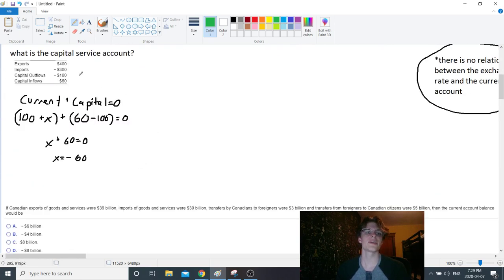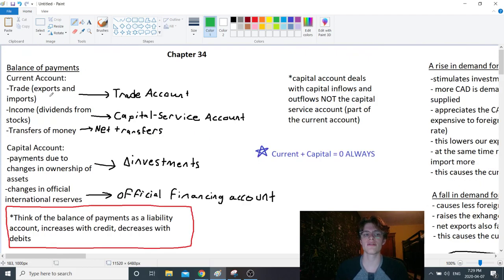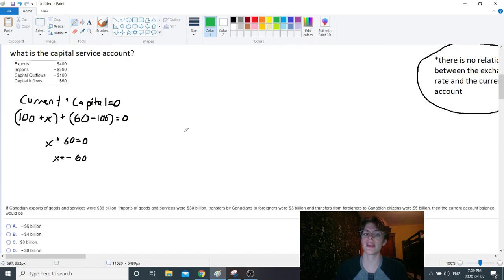So this is another example from the homework of what the capital service account would be. The balance of payments is made up of the current account plus the capital account. And the current account, remember, is made up of the trade account, the capital service account, and net transfers. So we have no net transfers here, so we can assume that's 0. We have a trade account, and it's asking us what's the capital service account.